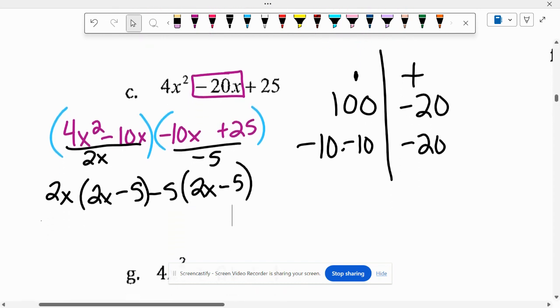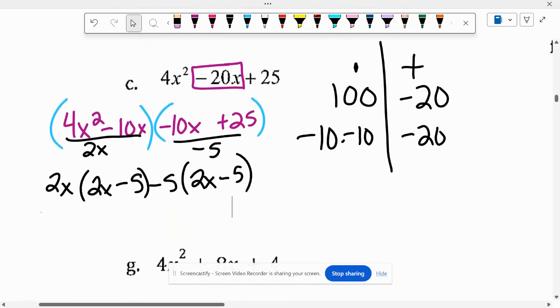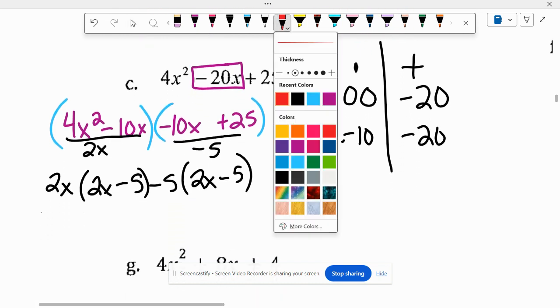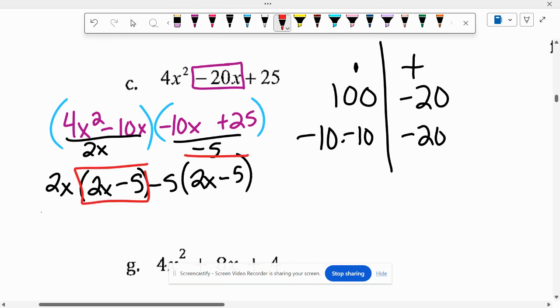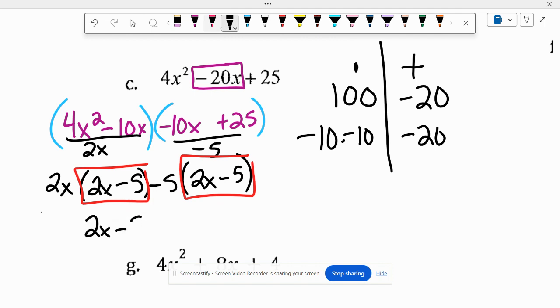Do we have our copycat term? Yeah, what is it? Yeah, 2x minus 5. So these two get pulled out as 1, right? Because I had to take it out of both parts. 2x minus 5. What do you have left over? What's left over outside the parenthesis?